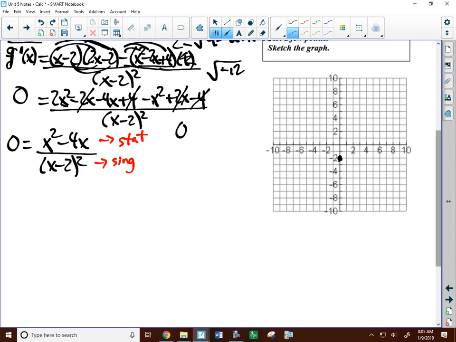So let's set the numerator equal to 0, and I can factor out an x. I'm just doing the numerator. And I'll go with x minus 4. And so there's x equals 0. And then over here I'll get x equals 4. So those are 2 critical points.